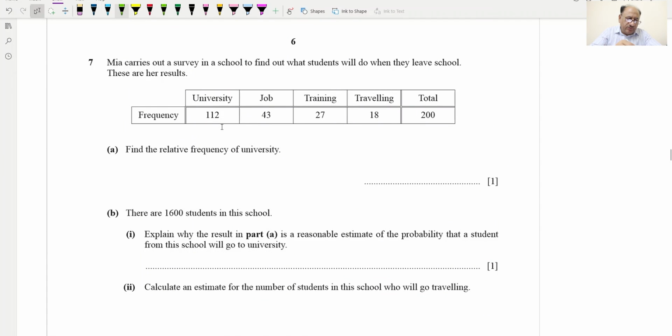Now question number 7. Question 7 says Mia carries out a survey in school to find out what students will do when they leave school. These are her results: university, job, training, traveling, and keep in mind this is total. So next is what frequencies are provided. These are all frequencies, and the last one is total. Now there's a part, they are saying find the relative frequency of university.